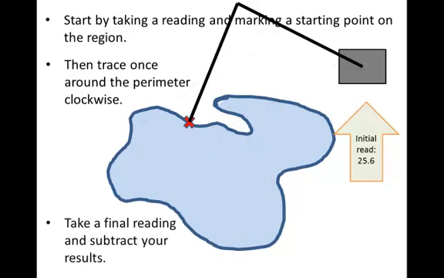And when you've gone around one full time, you stop. Read the display a second time. It will have advanced. It'll be a bigger number than it was before. So in this case, say the planimeter reads 35.4.